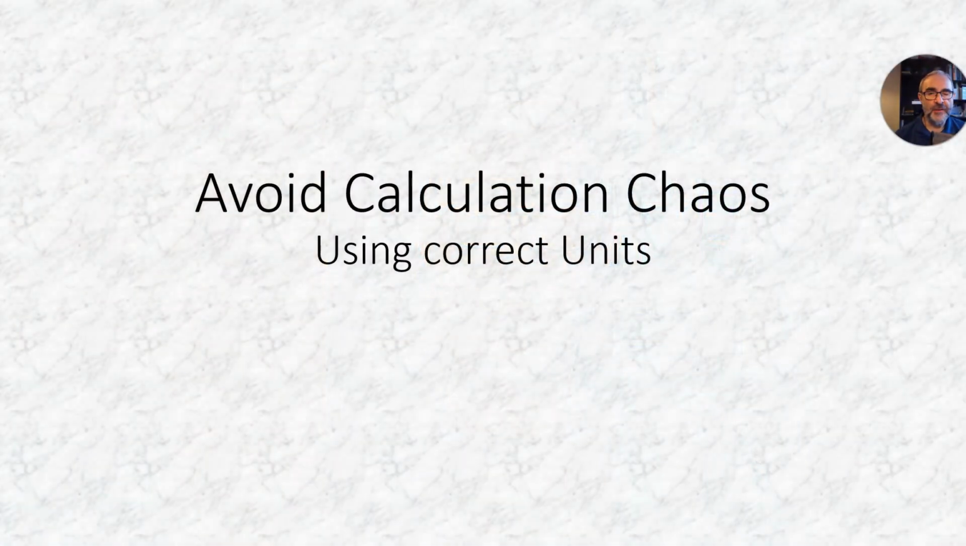So this episode is about avoiding the calculation chaos that happens if we're unsure of the units or we use incorrect units. So today we're going to be talking about using the correct units. We're going to talk about the impact when we don't use that, and we're going to talk about what those correct units are. Stay to the end for my bonus tips on how to maximize the number of marks you get from your chemistry calculation exam questions.